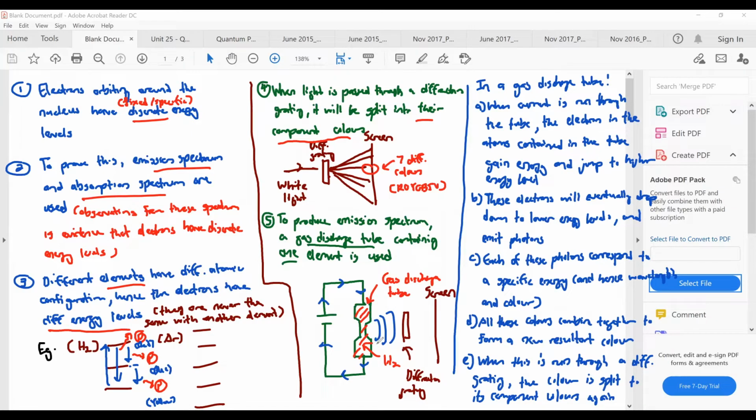For your gas discharge tube, your electrons jump to higher energy levels, they drop down, they emit photons, but the photons have specific energy, specific wavelength, specific colors. So all the different colors combine together to give you a new color, and you cannot see what made up the color anymore. So in order to see what made up that color, you have to run it through a diffraction grating. Once you run it through a diffraction grating, this part here is where you see your emission spectrum. Okay, so the final thing you can just probably say here is this.